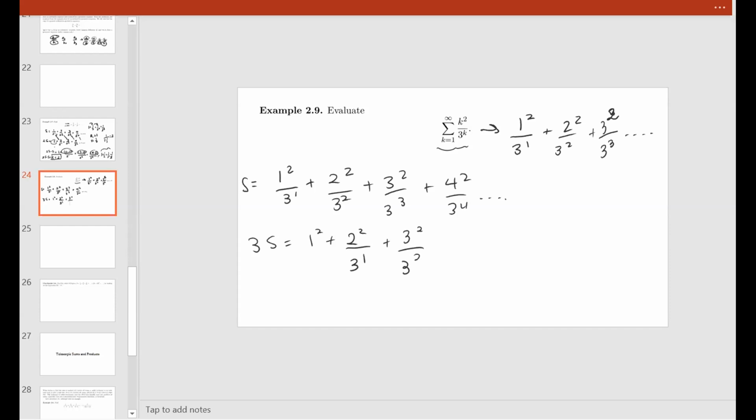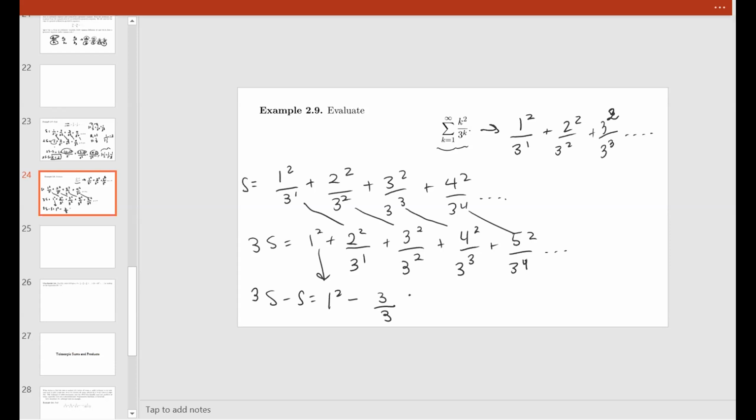And we get 3 squared over 3 squared plus 4 squared over 3 cubed plus 5 squared over 3 to the 4. So now let's subtract s from 3s. We get this 1 squared, and then we'll subtract these terms with common denominator. We get 2 squared minus 1 squared over 3 to the 1. So 2 squared minus 1 squared would be 3. And then we have this 3 squared minus 2 squared, which is 5. And then 4 squared minus 3 squared, which is 7.